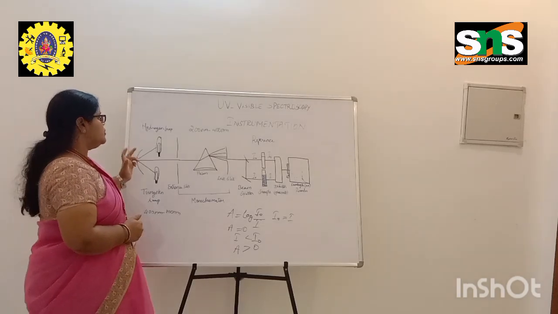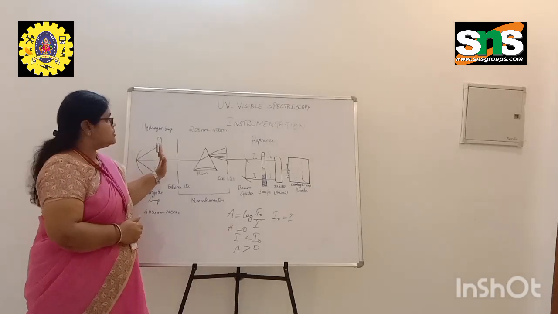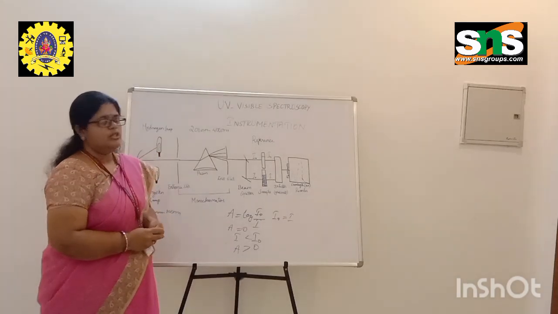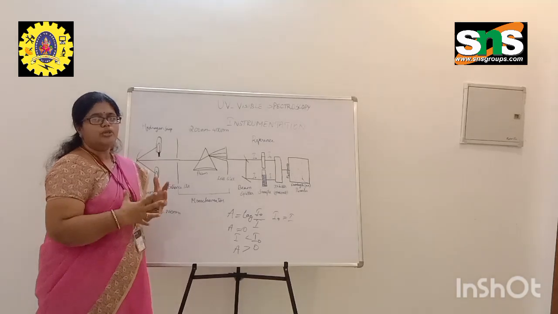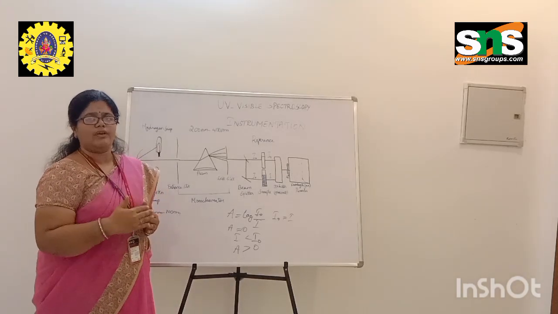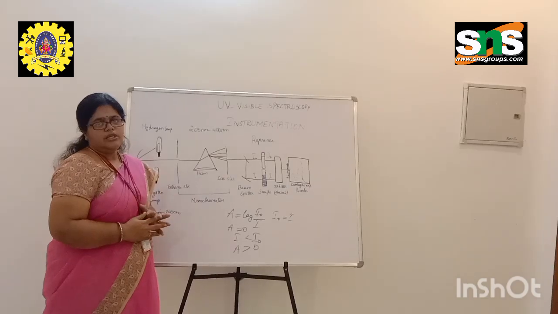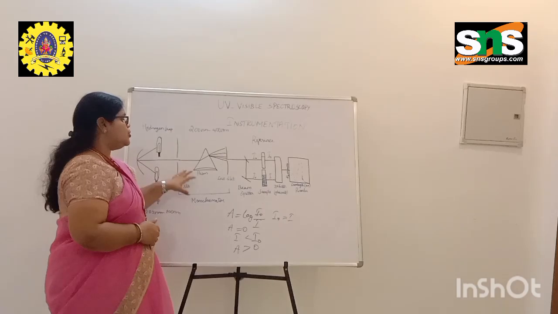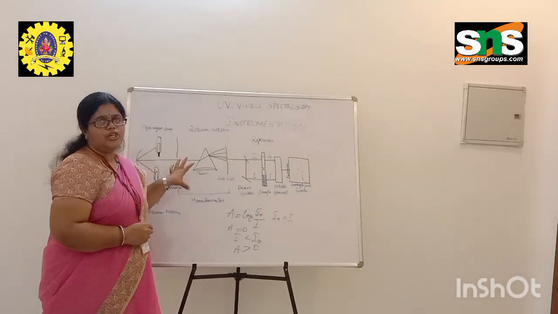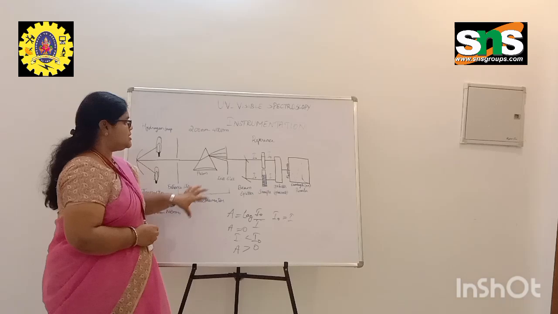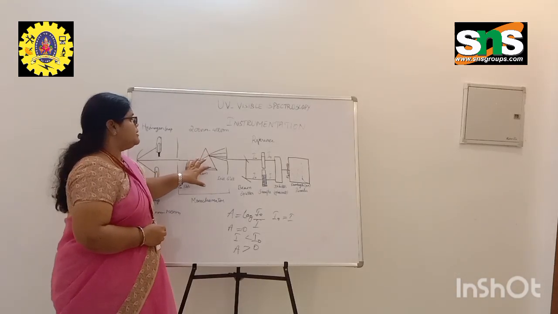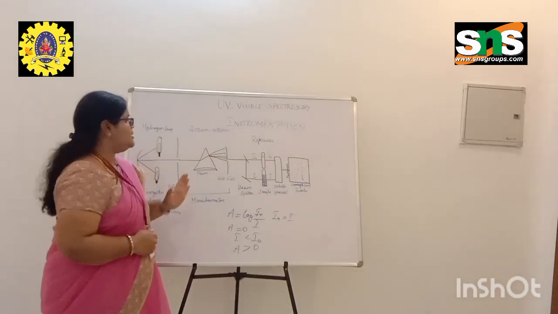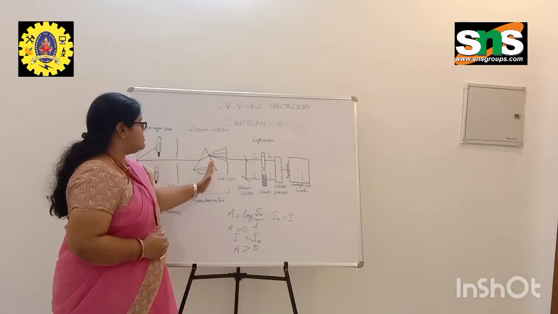Next, from the source you have the entrance slit. Through the entrance slit there is a monochromator. So what's the purpose of the monochromator? The monochromator will select only a range of wavelength that has to be sent. The range is from 200 to 400, 400 to 800 nanometer. You can use either gratings or a prism for selecting the wavelength range. This is the role of the monochromator. It will absorb all the other wavelengths and only emit a particular range of wavelength through the exit slit.